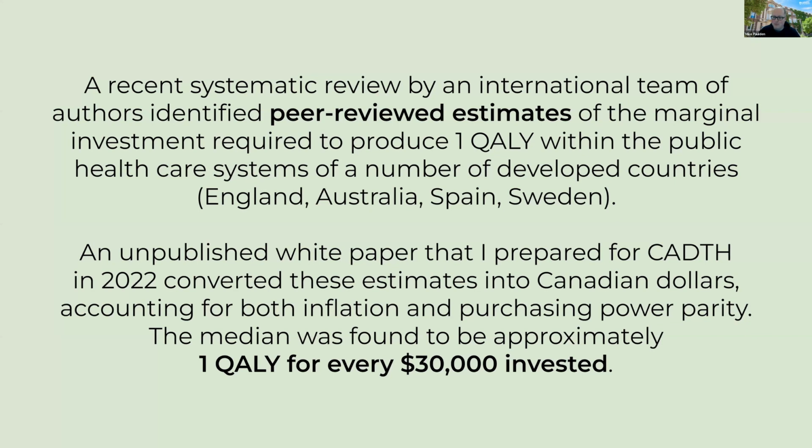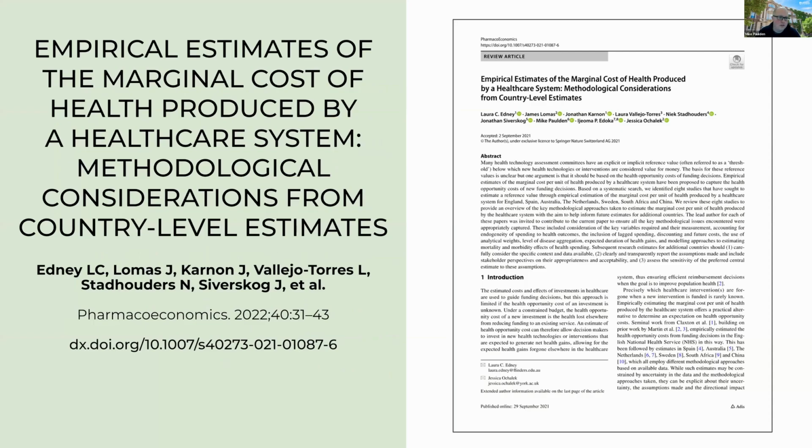An unpublished white paper that I prepared for CADTH back in 2022 converted these estimates into Canadian dollars, accounting for both inflation and purchasing power parity. And although this is unpublished, you can easily do these calculations yourself. And the median was found to be approximately one QALY for every $30,000 invested. So very similar to what the University of York found in its work for the PMPRB. And this is the review that I just mentioned, well worth reading. It identifies all of the peer-reviewed estimates internationally as of the time of publication a couple of years ago.